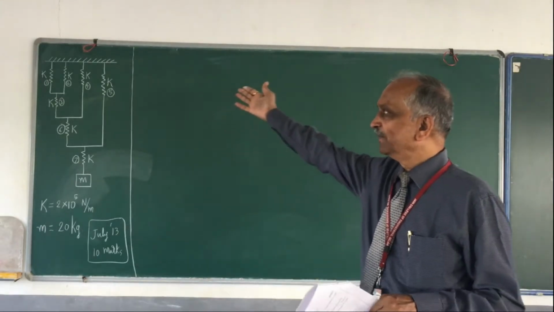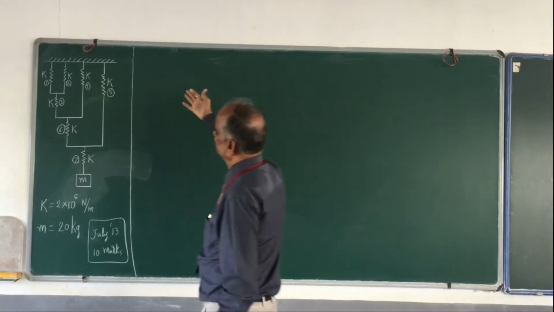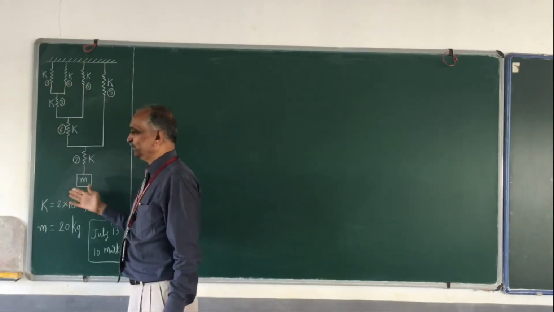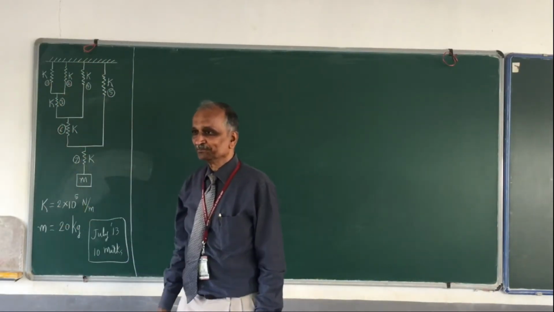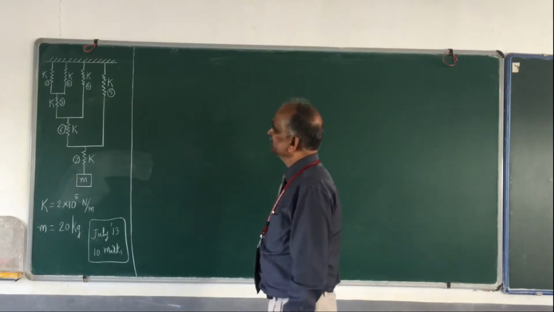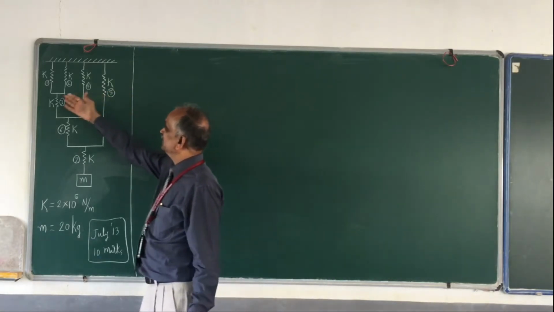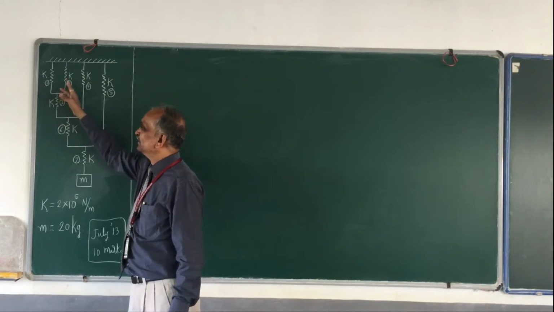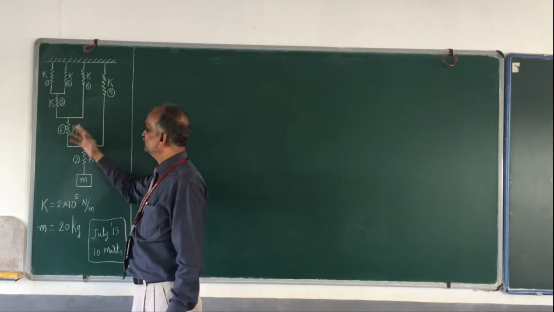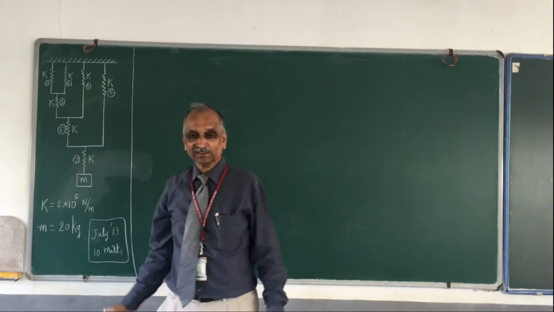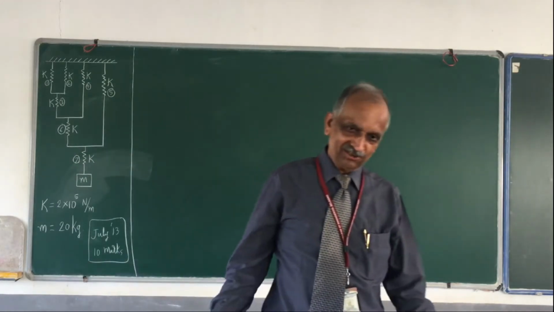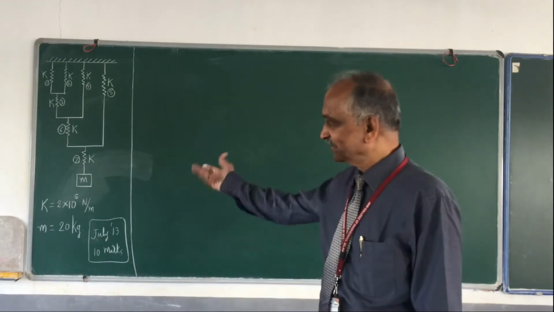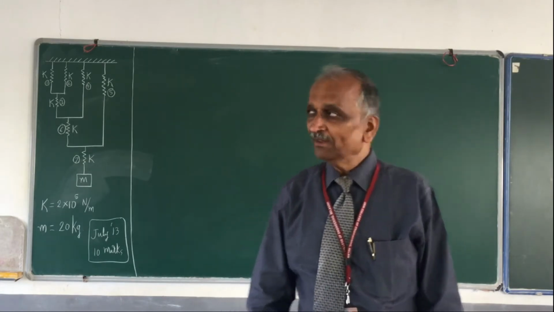So now I have another problem. So this is the problem. Here you see so many springs. In fact, I have numbered them; in the question paper it is not numbered. I have numbered them 1, 2, 3, 4, 5, 6, 7. There are 7 springs and 1 mass. Still, it is a single degree freedom system.